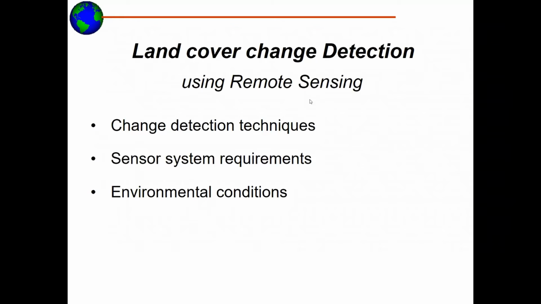So we have come to the final part of the lecture about land cover change detection using remote sensing. And this is about the environmental conditions that should be kept constant between the two different points in time at which we do our analysis of change detection.